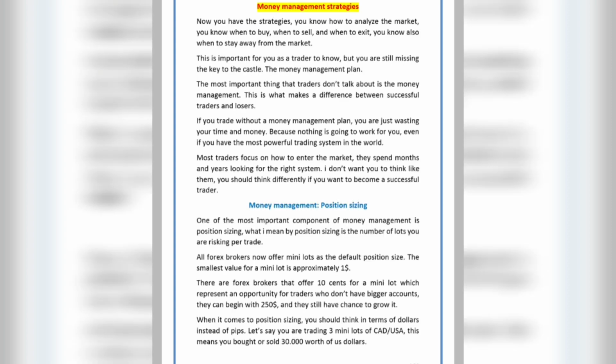Money management strategies. Now you have the strategies, you know how to analyze the market, you know when to buy, when to sell, and when to exit, you know also when to stay away from the market. This is important for you as a trader to know, but you are still missing the key to the castle. The money management plan. The most important thing that traders don't talk about is money management. This is what makes the difference between successful traders and losers. If you trade without a money management plan, you are just wasting your time and money, because nothing is going to work for you, even if you have the most powerful trading system in the world.